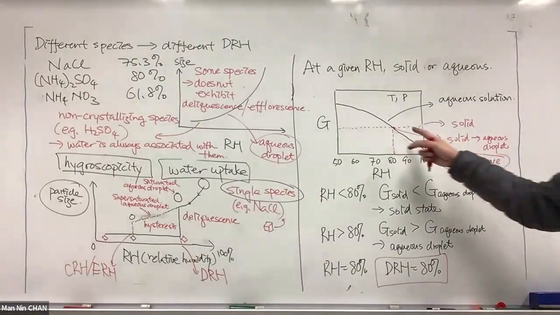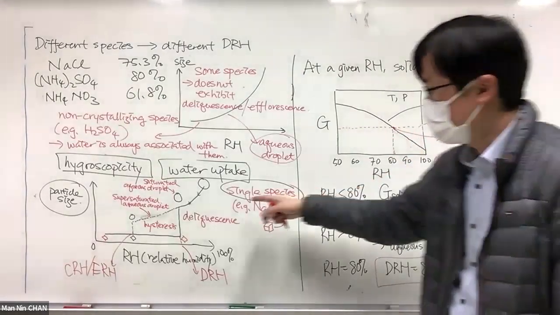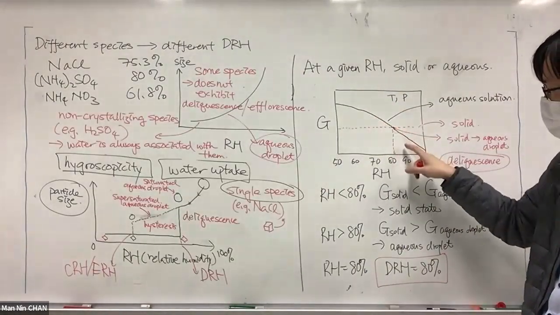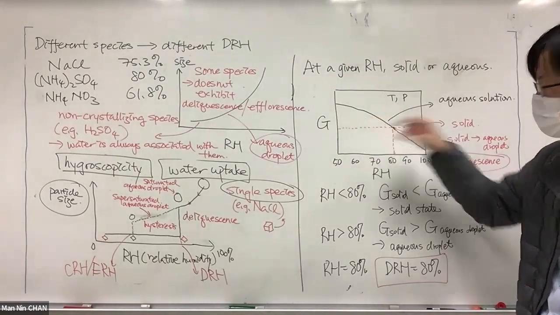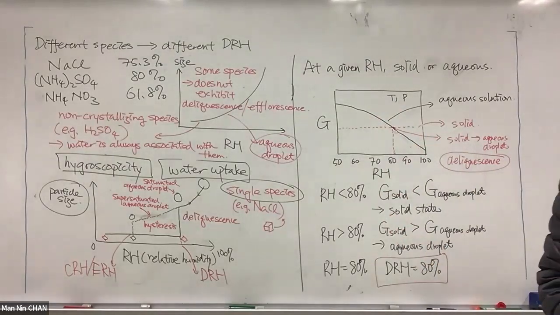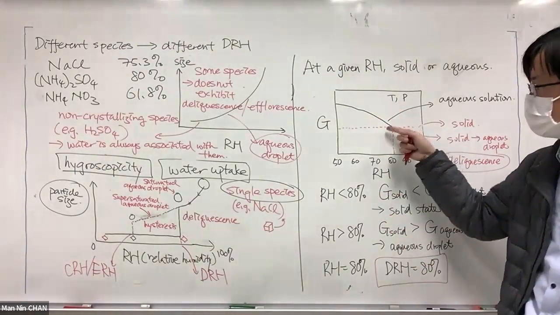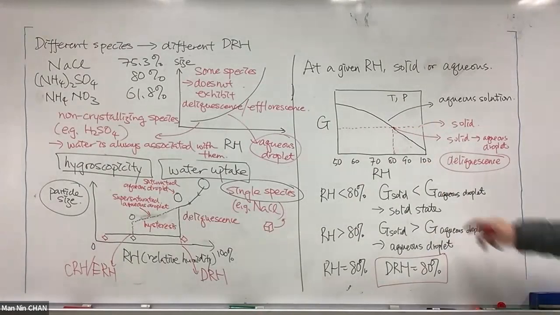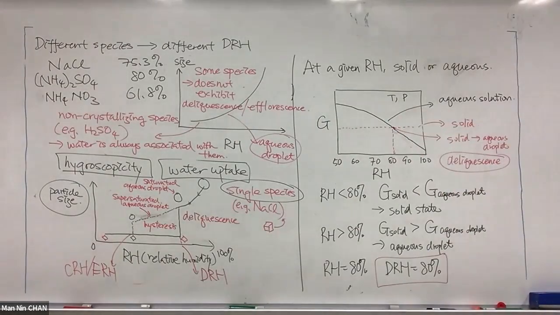But remember, there will be a problem. In case you do the opposite, you decrease the relative humidity from high RH to low RH, then you will argue this will be the crystallization point, where the phase transition also occurs. But remember, this is not the case, because this is not purely governed by thermodynamics.